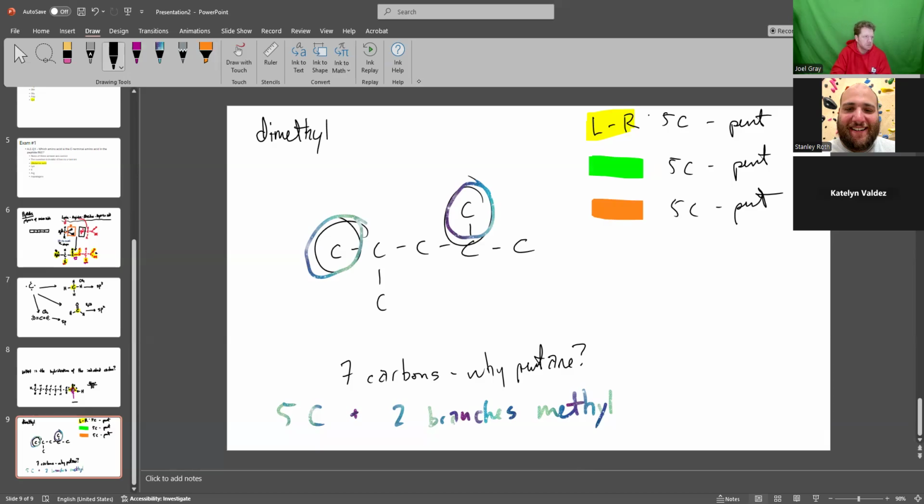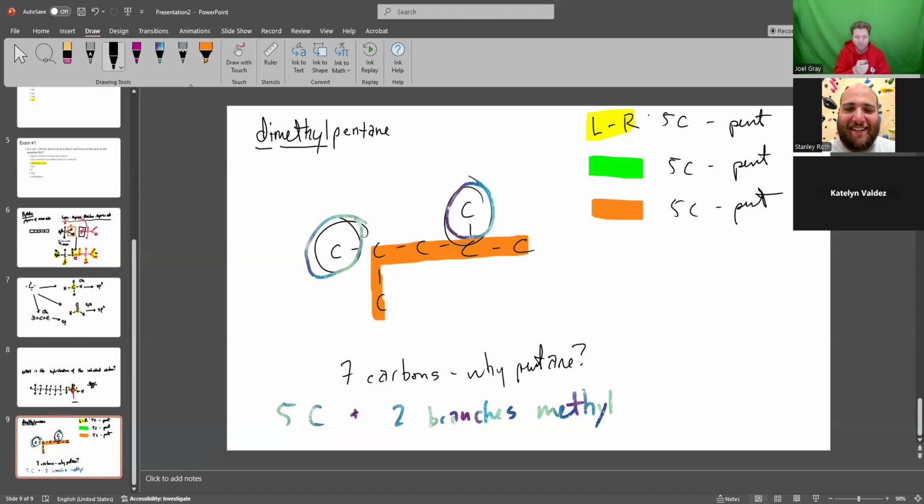And as soon as we've taken into account those two, there's my main chain of 5 carbons, dimethylpentane. Does that sound like a good name for this? We have methyl because each branch is 1 carbon. We've got di because there's 2. And you could count any of those branch carbons.